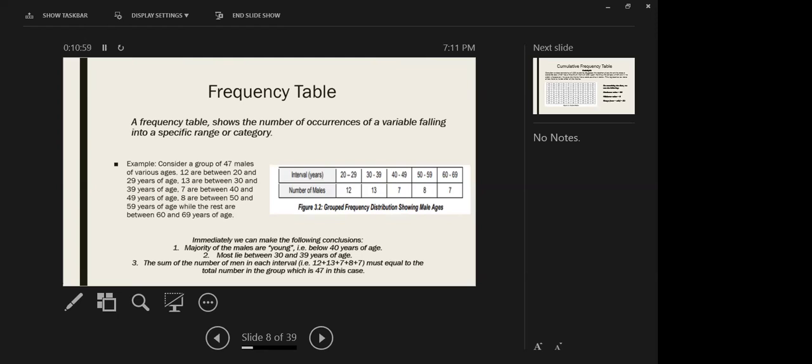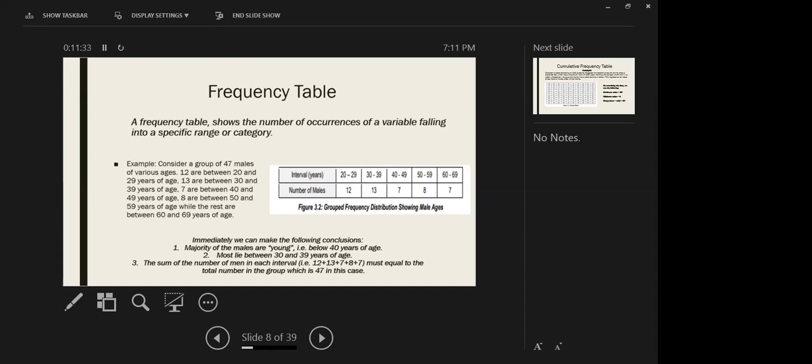It's more like the person who made your module, they are assuming that you already know this stuff, right? So a frequency table, let's consider a group of 47 males of various ages. 12 are between 20 to 29 years of age, 13 are between 30 to 39, 7 are between 40 to 49 years of age, 8 are between 50 to 59, and then the rest are between 60 to 69 years of age.